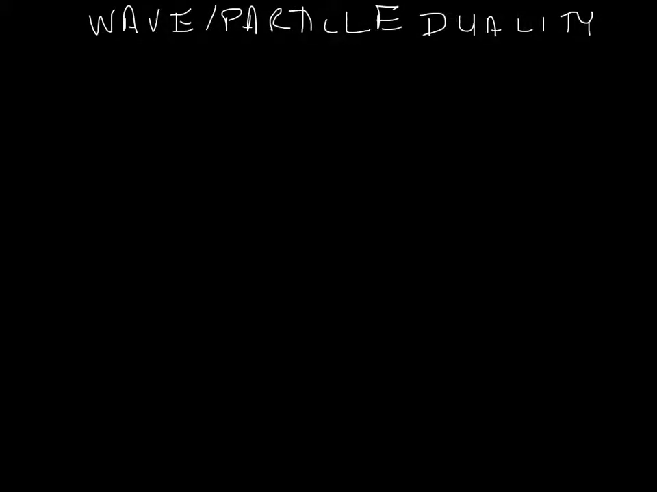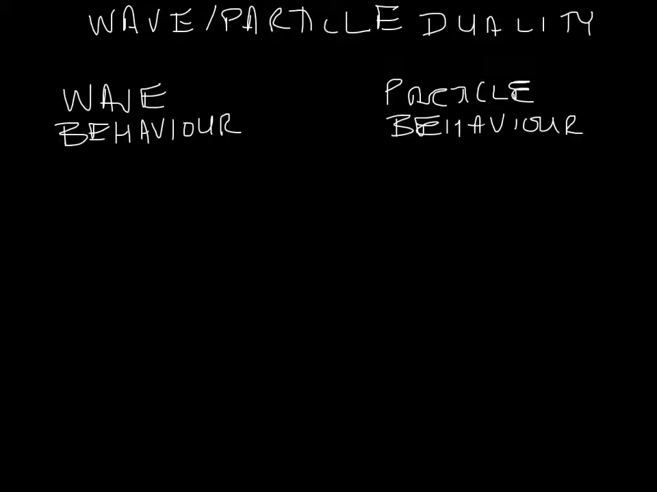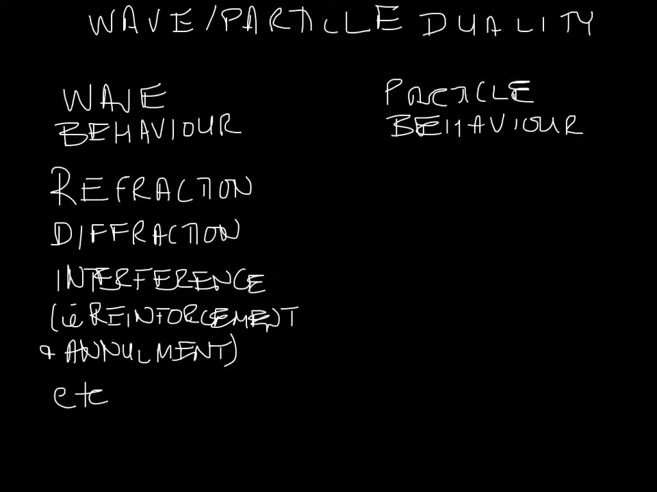When we consider light, when we're looking for a model to describe its behaviour, we'll see that sometimes light can behave as a wave, and sometimes its behaviour is more the behaviour of a particle. If we were to list these different behaviours under the two headings of wave and particle behaviour, we'd have this particular list. Typical behaviours of waves are refraction, diffraction, interference, that is reinforcement and annulment, and so on, and all the typical things that waves do.